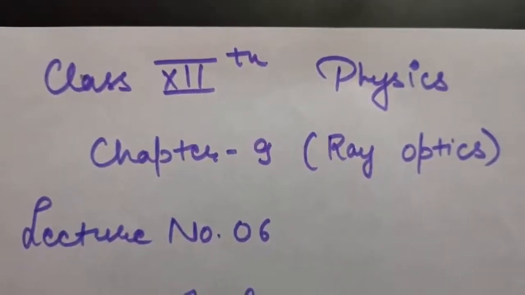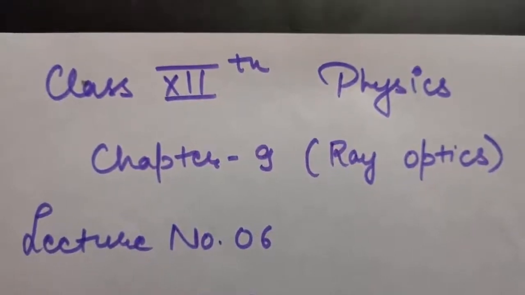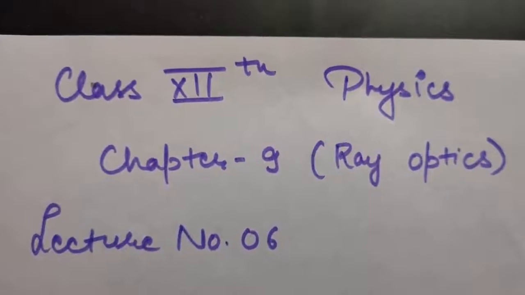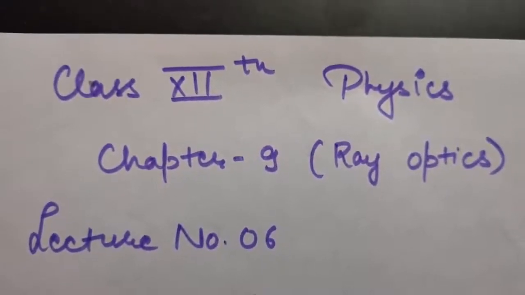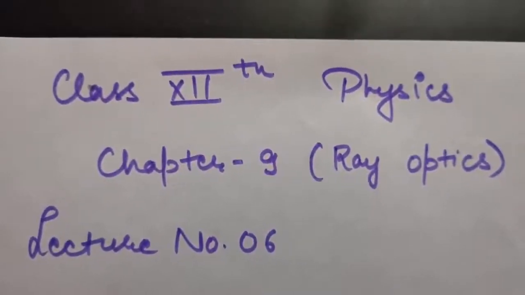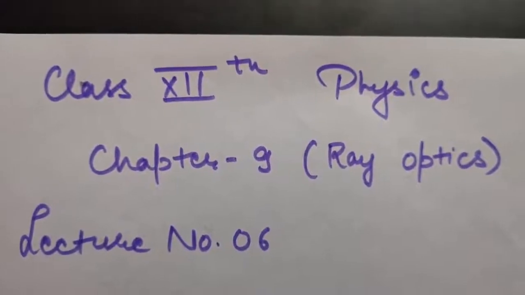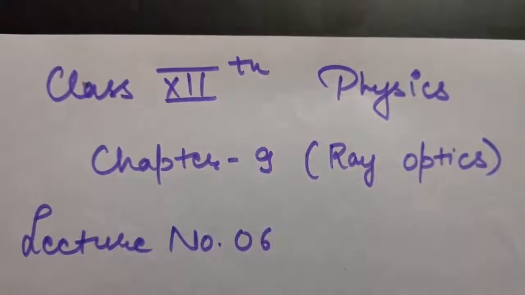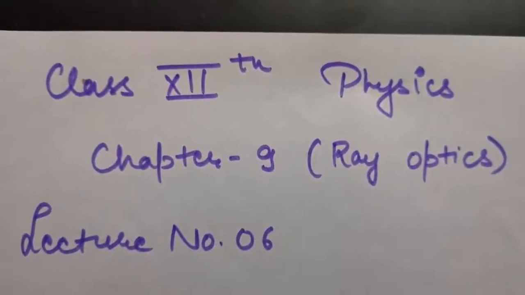This is your subject physics, chapter number 9, that is ray optics, and lecture number 6. In the previous lecture you studied about various ray diagrams of convex lenses and concave lenses, and you came to know about the lens formula. So today we will be starting with lens maker's formula.